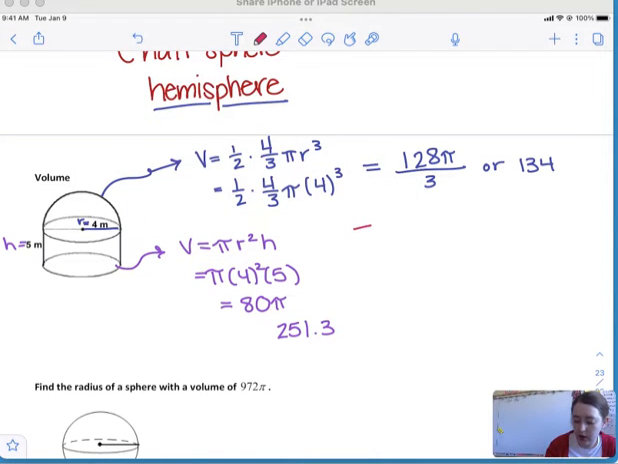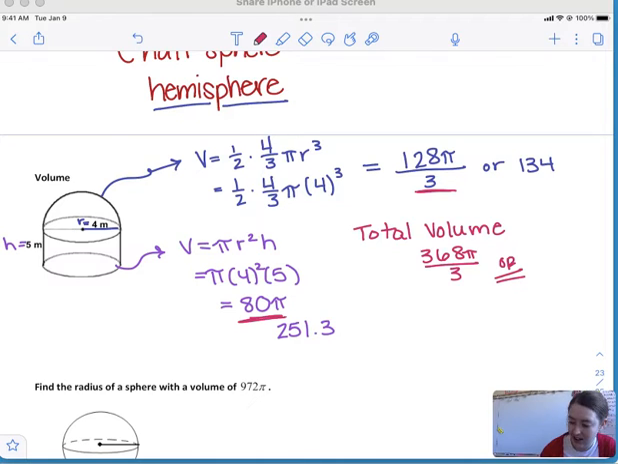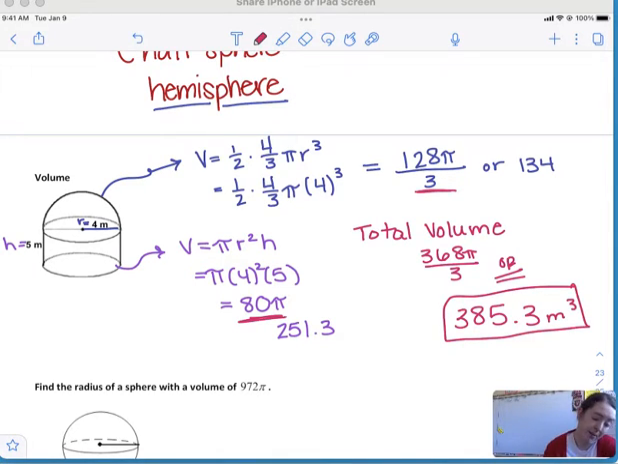So then for our total volume, you would have to add these guys together. So the gross one is going to end up being 386 pi over 3, which is gross. Or, and I very much encourage this or, it's going to end up being 385.3. That'll be cubic meters. That's the answer that I would go with.